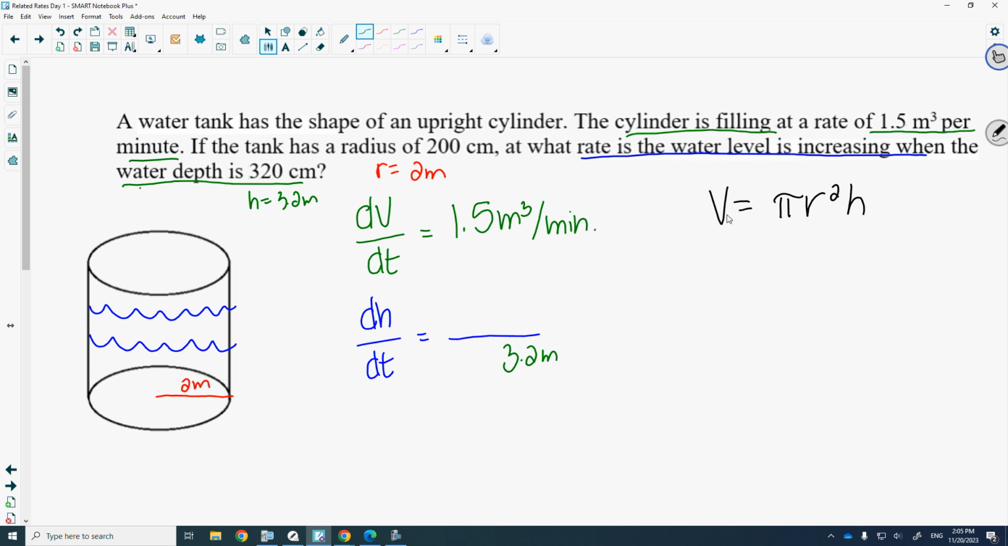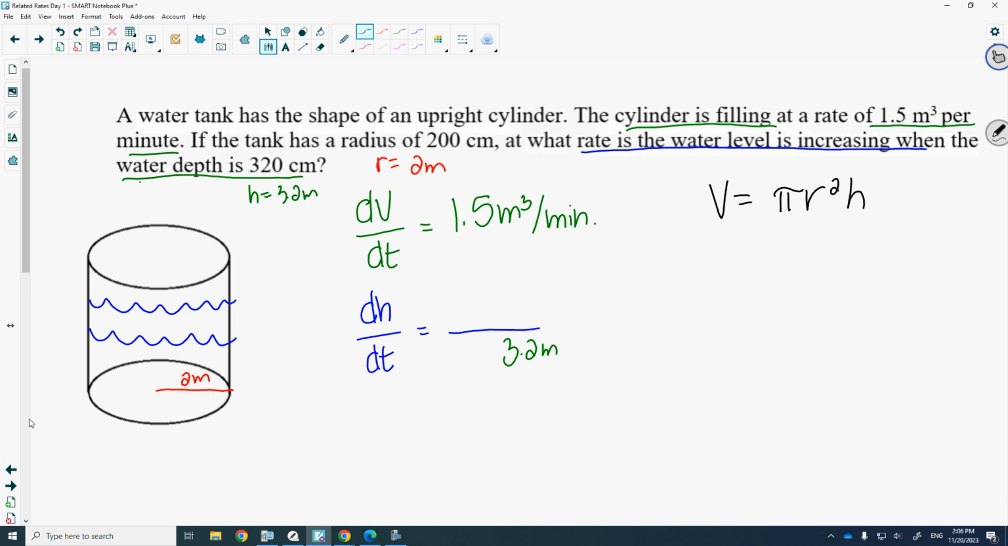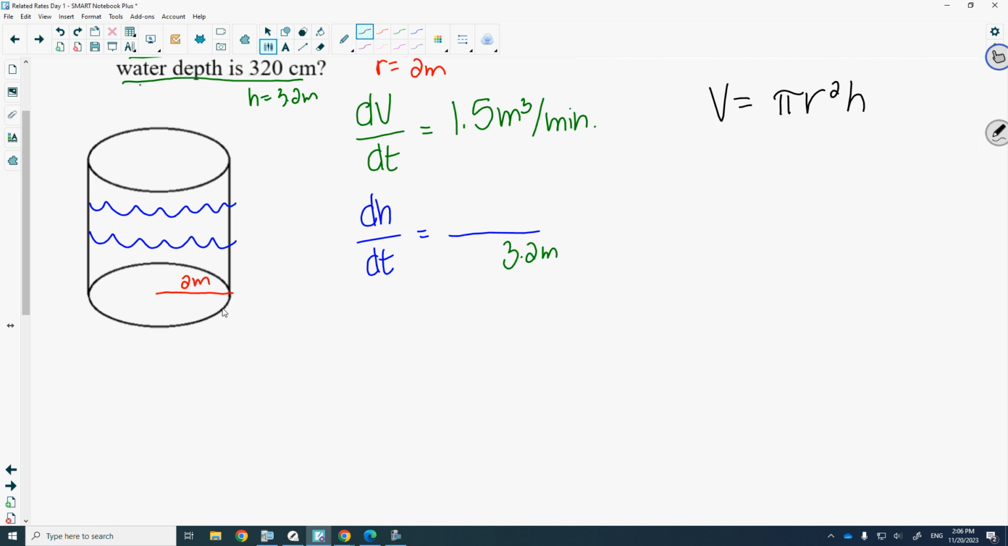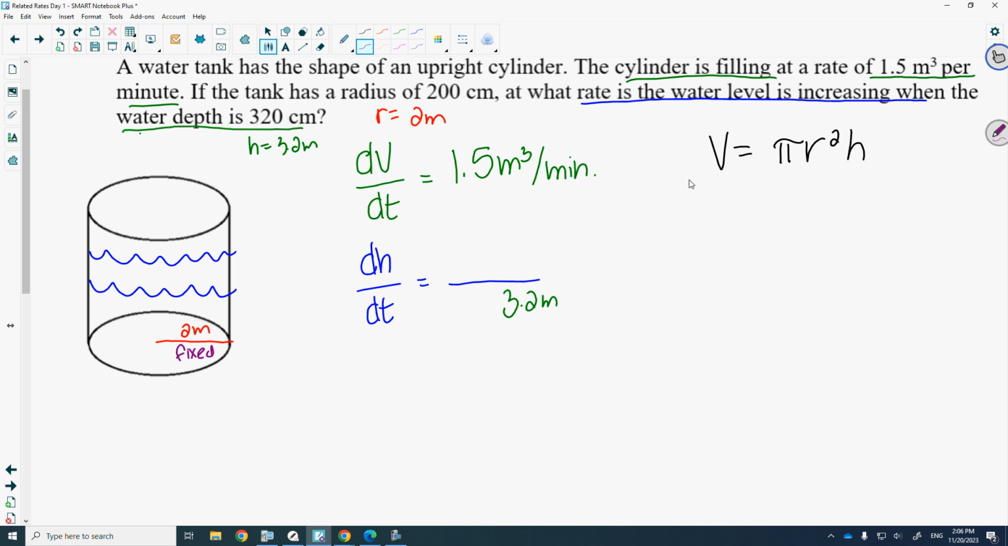Okay, so yes, I'm relating volume with height. I want to relate these two things, volume with height. Is there something fixed on this cylinder though that doesn't change no matter how much water you put into it? Yes, what's fixed? What did you say? The radius. This would be fixed. So you put in anything that's fixed or constant before you differentiate both sides with respect to time. So now I'm going to have the volume is equal to pi 2 squared times height. Volume is equal to 4 pi h.